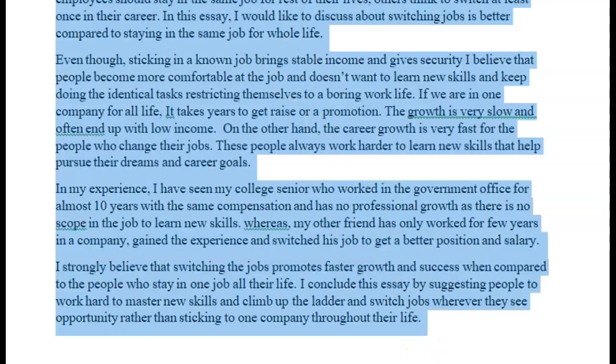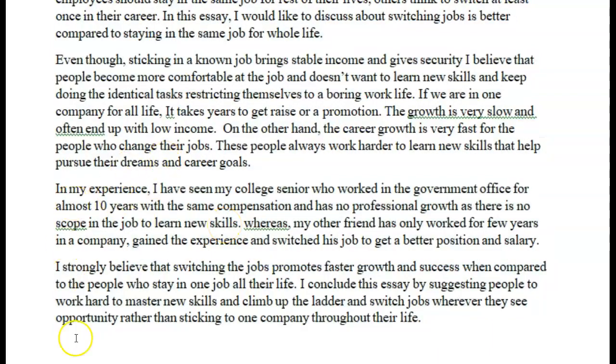Let me just check your word count. Give me 1 second to do that. 304 words. Okay, it feels a little underdeveloped. Now, there is one more problem with the development, but what I want to do is read through your conclusion and then we'll talk about what those problems are. Okay, so: I strongly believe that switching jobs promotes faster growth and success when compared to people who stay in one job all their life. I conclude this essay by suggesting people work hard to master new skills and climb up the ladder and switch jobs wherever they see opportunity rather than sticking to one company throughout their life. Okay, that's fine.